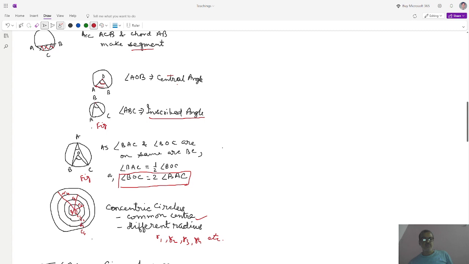So they are the concentric circles because their common center is O, and the radius of circle 1 is R1, whereas the radius of circle 2 is R2, the radius of circle 3 is R3, and the radius of circle 4 is R4. So circle 1, circle 2, circle 3 and circle 4 are the concentric circles.